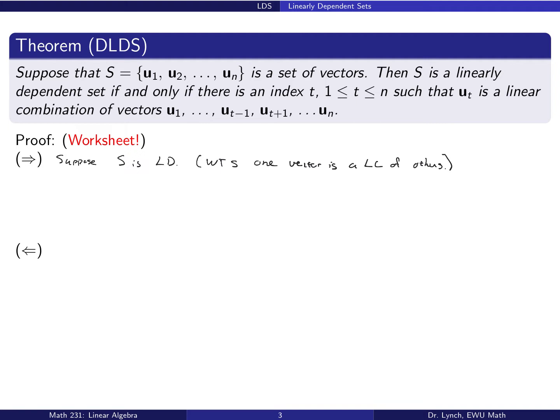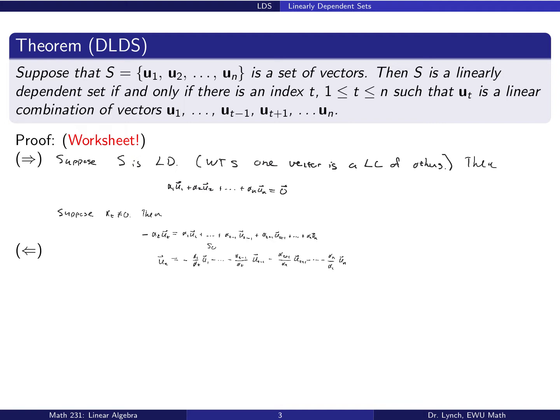Well, S is linearly dependent means that there's a non-trivial relation of linear dependence on S. Now what that means is that alpha 1 u1 plus alpha 2 u2 all the way out to alpha n un is 0 for not all the alphas equal to 0. So if alpha t is the one that's not 0, then it had better be that minus alpha t ut is the sum you see here.